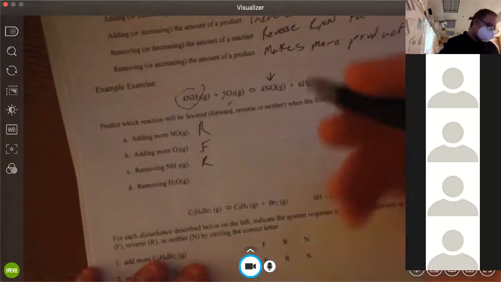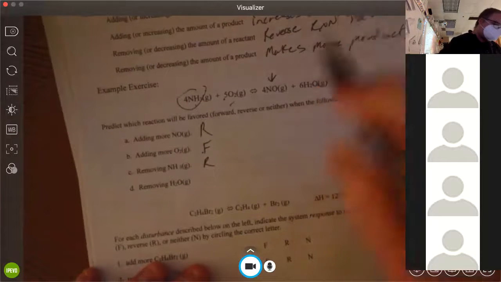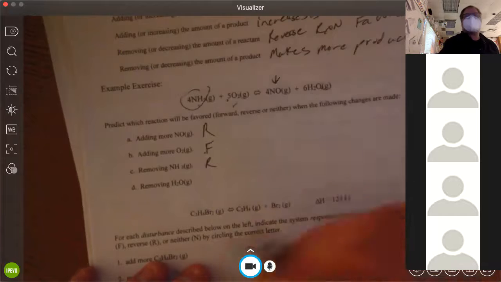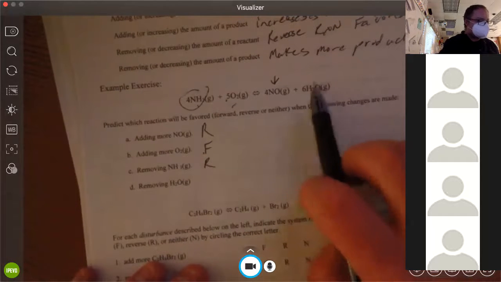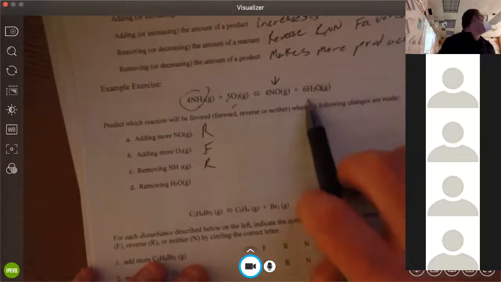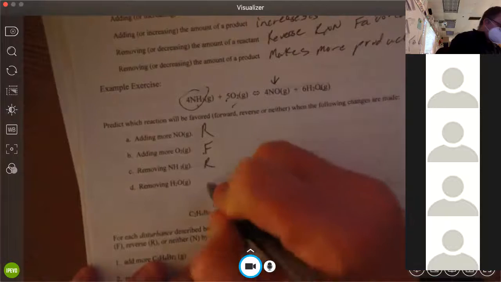Take out H2O. Well, now we're taking out this stuff. We need to increase the concentration of this. What increases the concentration of H2O? Forward reaction.